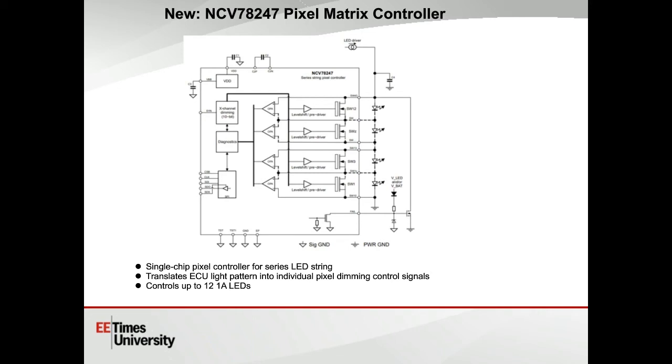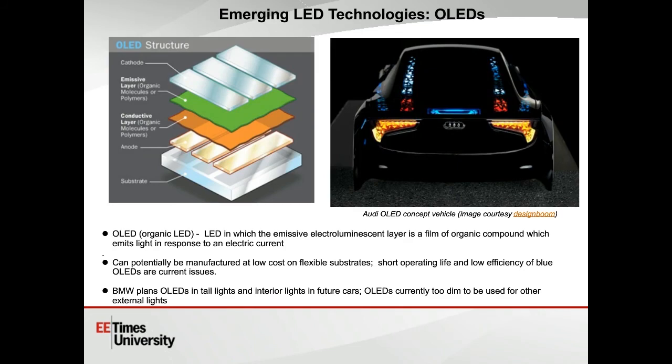The last thing I want to talk about is some emerging LED technologies. Let's start with organic LEDs. This uses a film of organic compound to produce the light. That's the electroluminescent layer, where this compound emits light in response to electric current. You can see the structure over there on the left. The advantage of this is it can be manufactured at low cost on a flexible substrate, which of course opens up large opportunities for interior designers. These displays from an OLED are going to be thin, efficient, bright, flexible, even transparent.